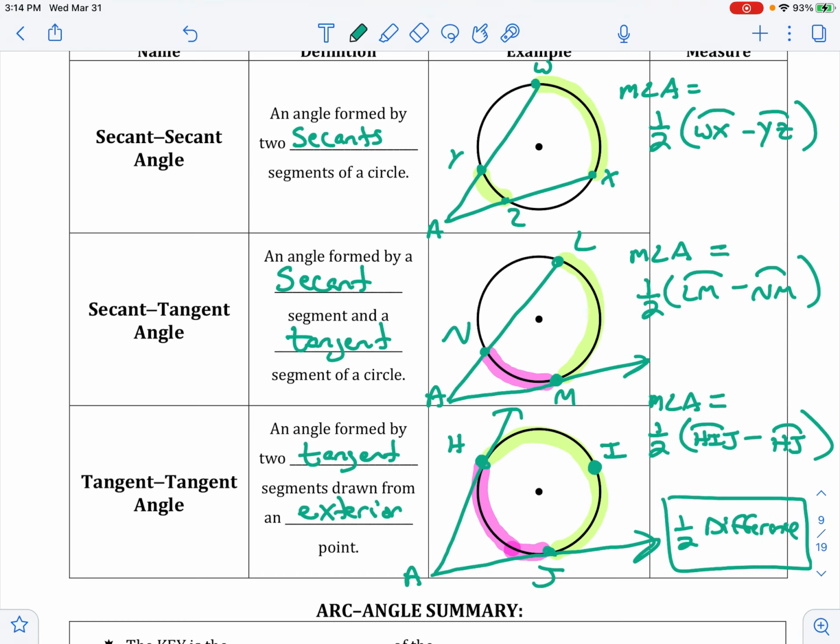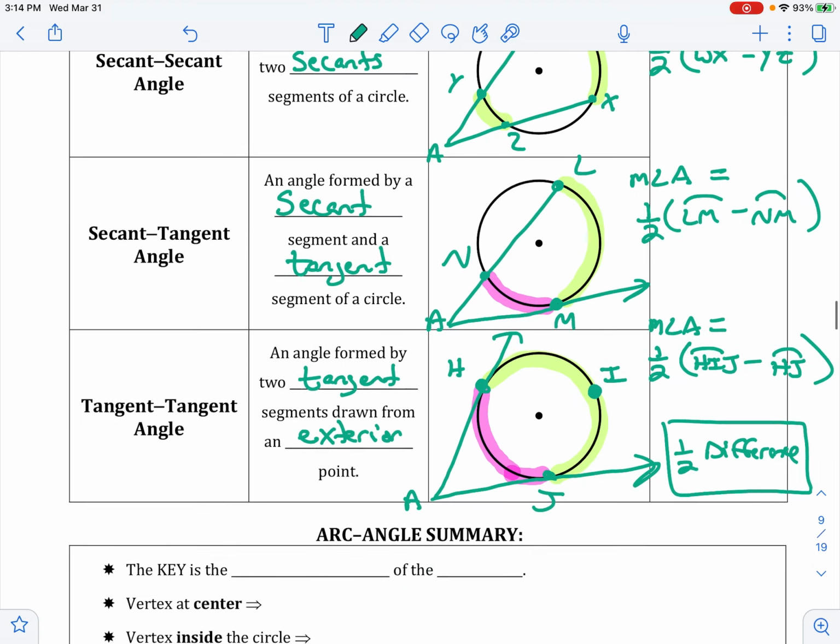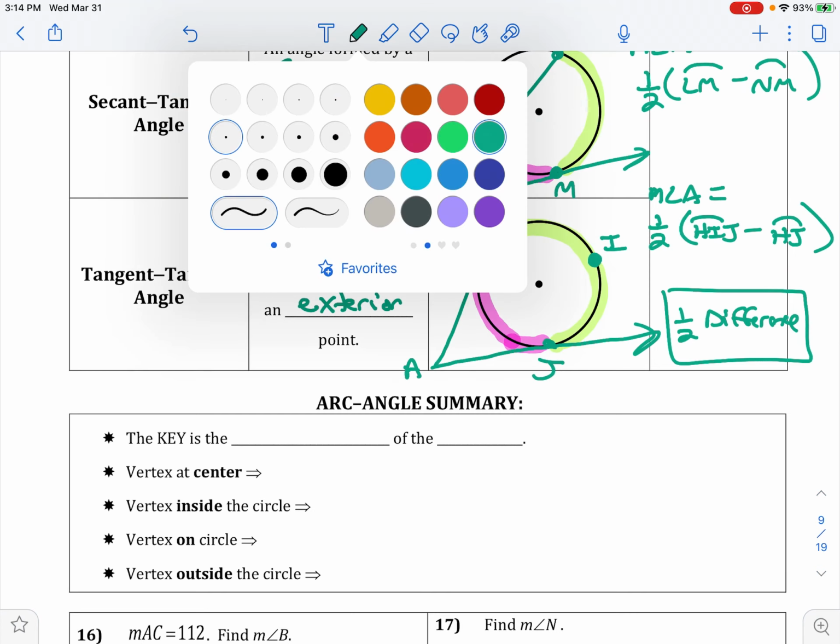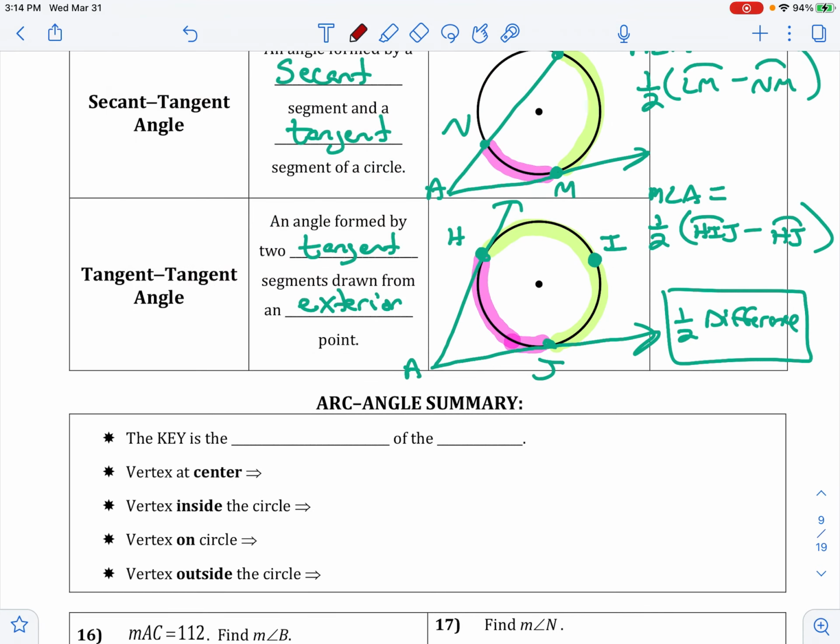So we get half the difference when the angle is outside the circle. So it seems like a lot of pictures, but it's really only 4 places that the vertex could be that we have to know. The key is really just the location of the vertex, and that's what we're going to do in this chart. We're going to try to summarize this for you. So the key is the location of the vertex.